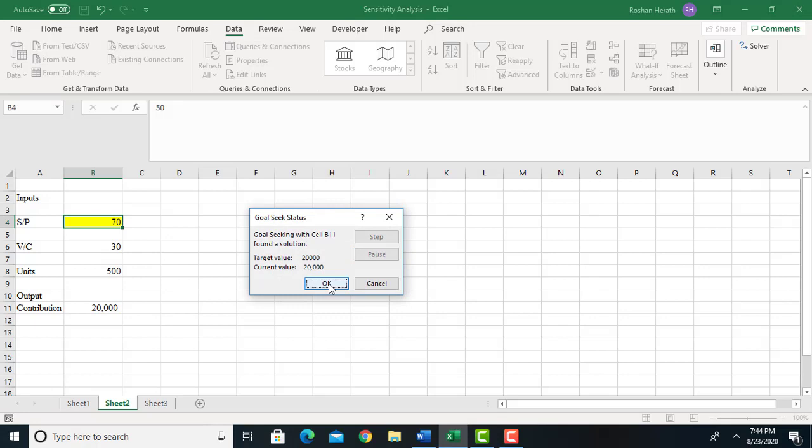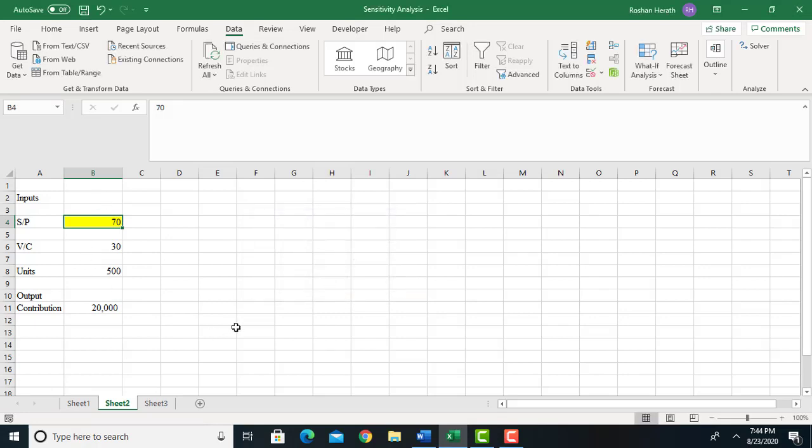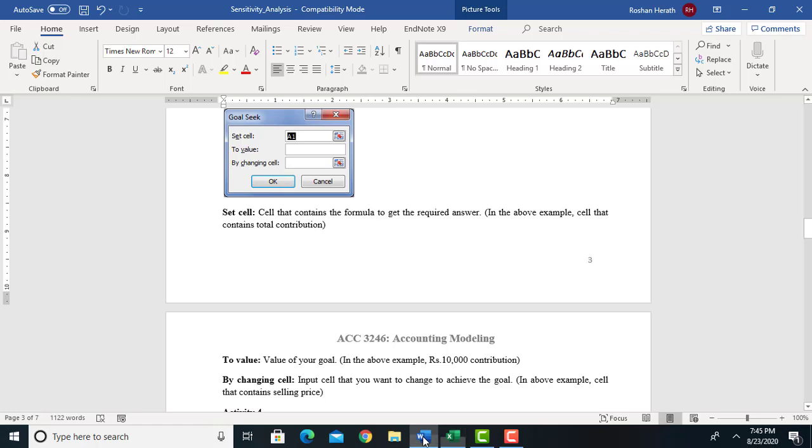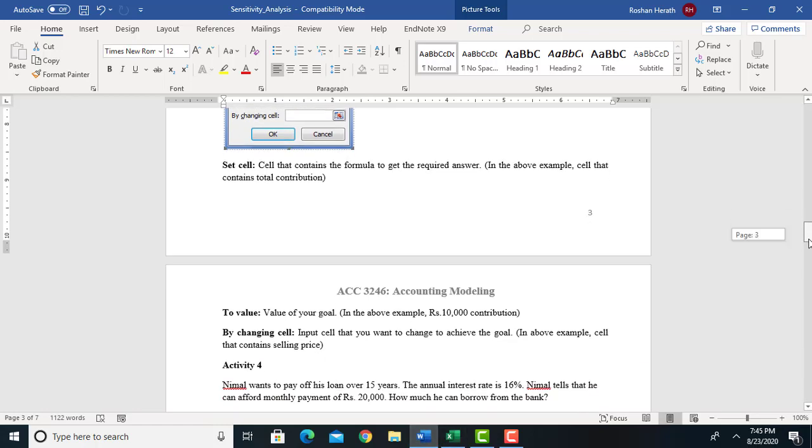See, in no time it has worked out and given you the answer. If the selling price is 70, then you can achieve this contribution of 20,000, when the variable cost and units remain the same. So in order to achieve a particular output, you can change one input and achieve that. That is the functionality which this Goal Seek would offer you. So let's take one or two examples and see that.